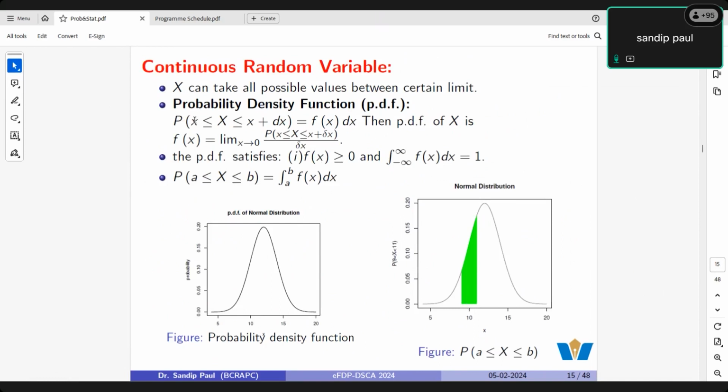So between x and x plus dx, it can be shown in the green region in the second graph. Here the probability between x and its very close point x plus dx can be written as the probability density at x, or f of x, times the length dx. So it is the probability density function. f of x, the probability density function, can be defined like this: the limiting value of the probability between x and x plus delta x.